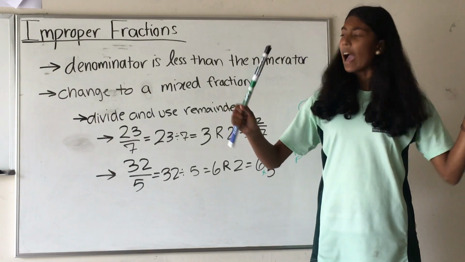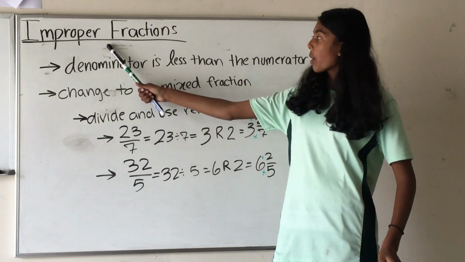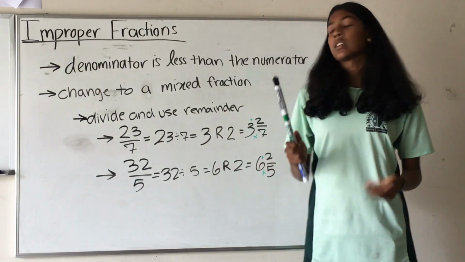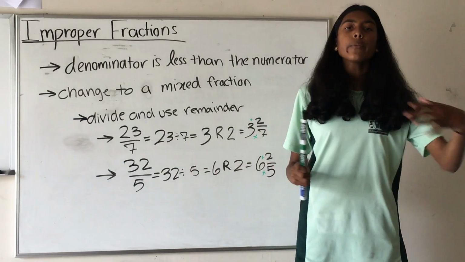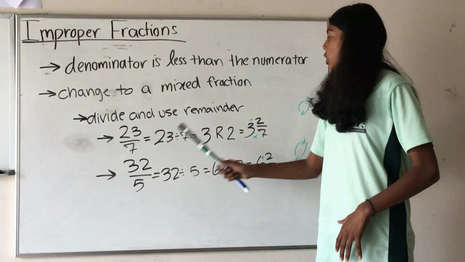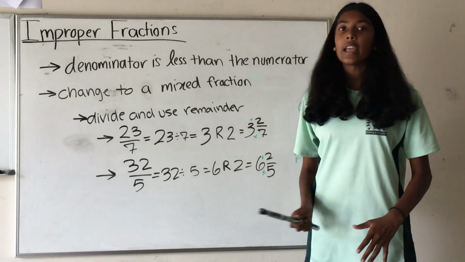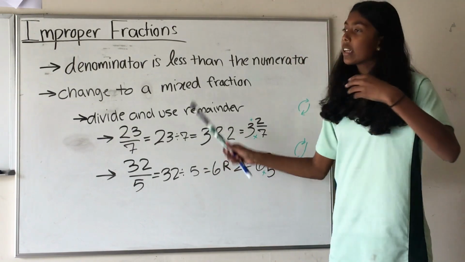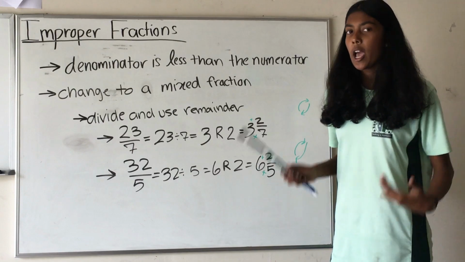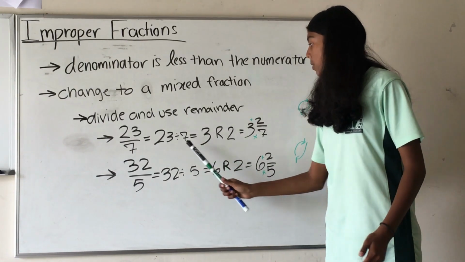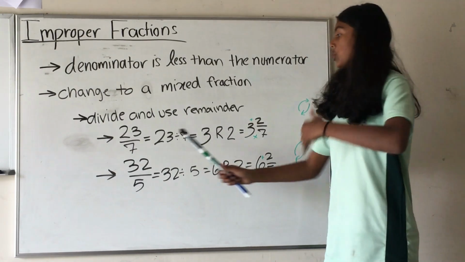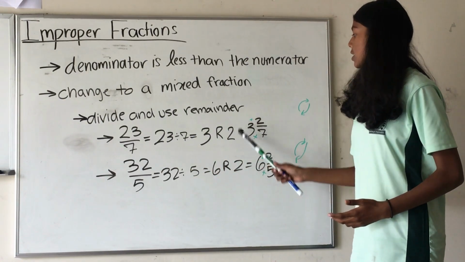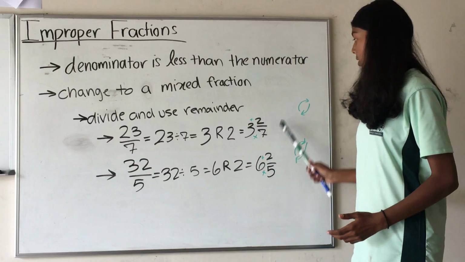Anyways, let's move on to how we change an improper fraction to a mixed fraction. So what we do is, let's say we start with 23/7. We're going to rewrite this as a division problem. 23 divided by 7. And you get 3 remainder 2, because 3 times 7 is 21, plus another 2 is 23. So you're going to write 3, keep the whole number, and write this remainder as a fraction, 3 2/7.